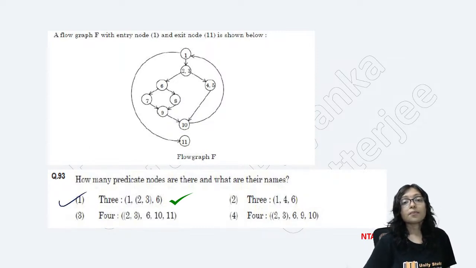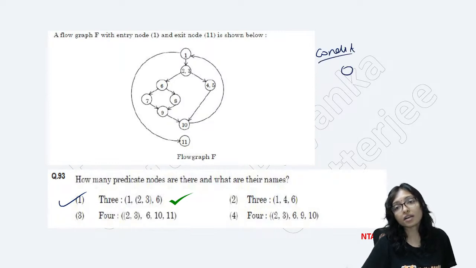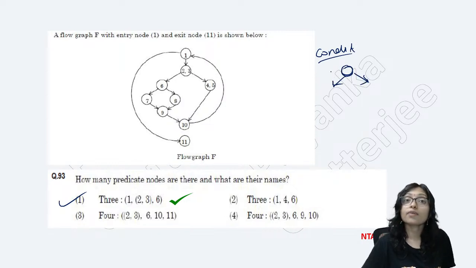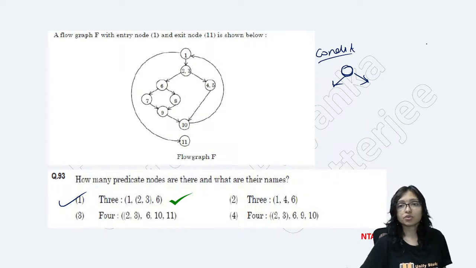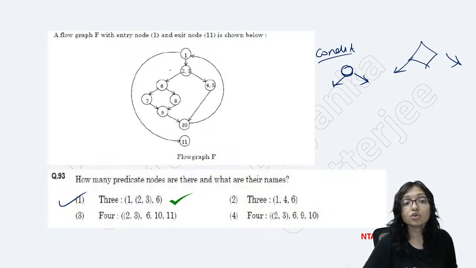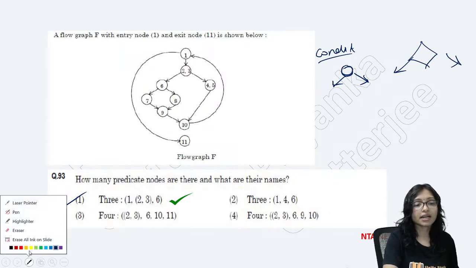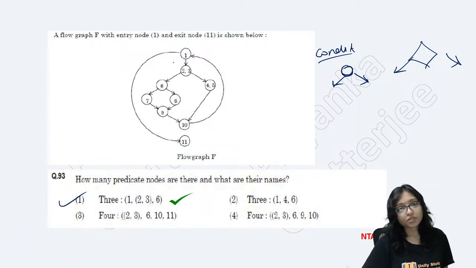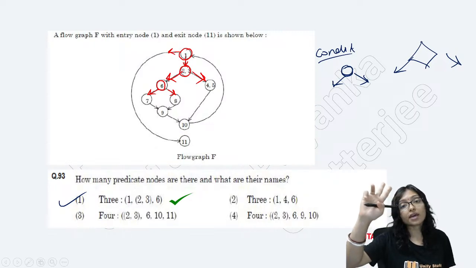Very good. Because predicate node means conditional node, right? Condition means two-way. Two outgoing arrows. More than one outgoing arrow means that is a conditional node. If true, false. Here outgoing arrow, here another outgoing arrow. Here one, here another. So this is a conditional node, this is a conditional node. This is also a conditional node.